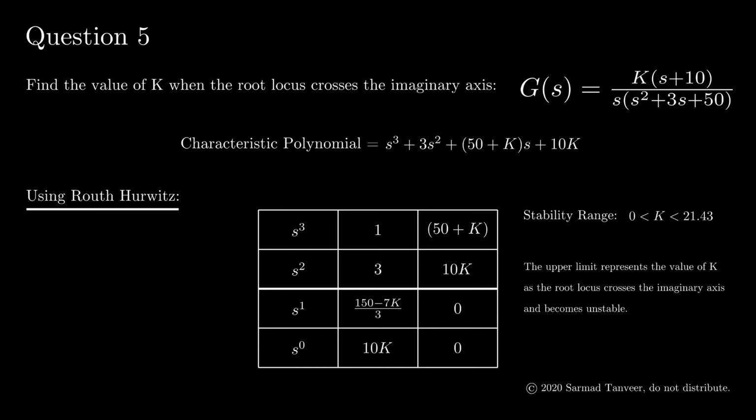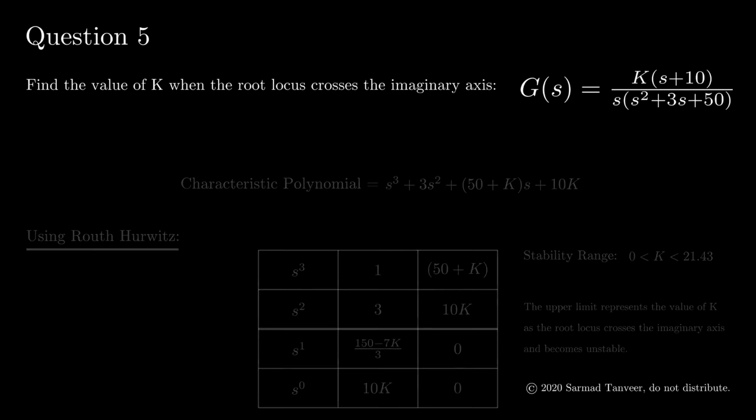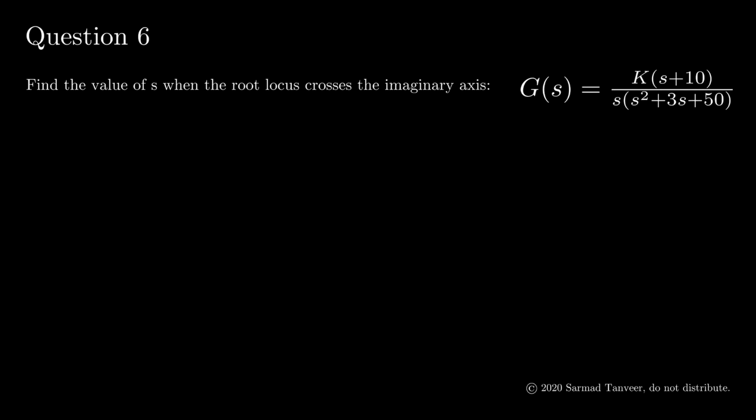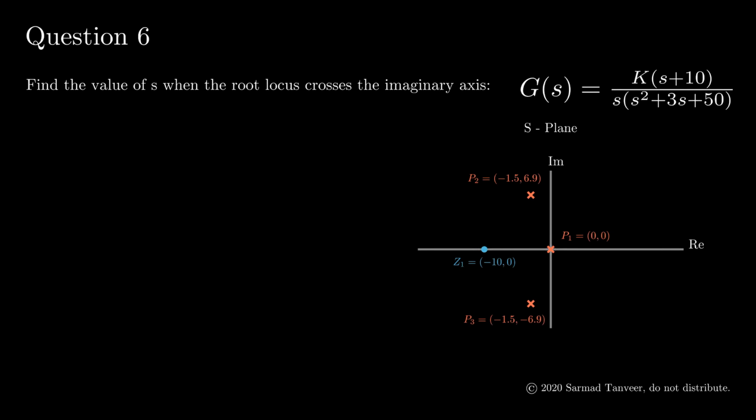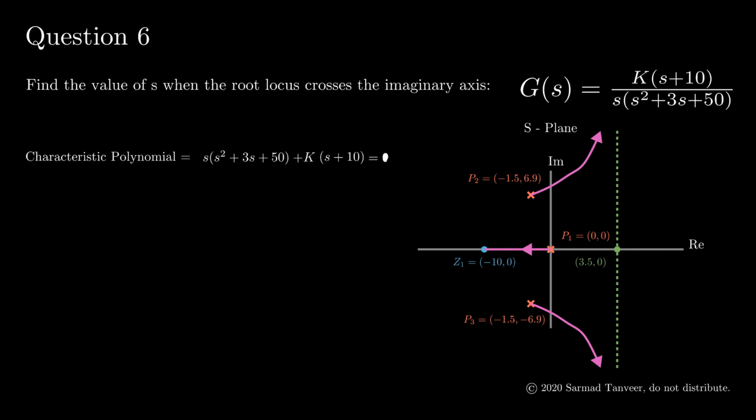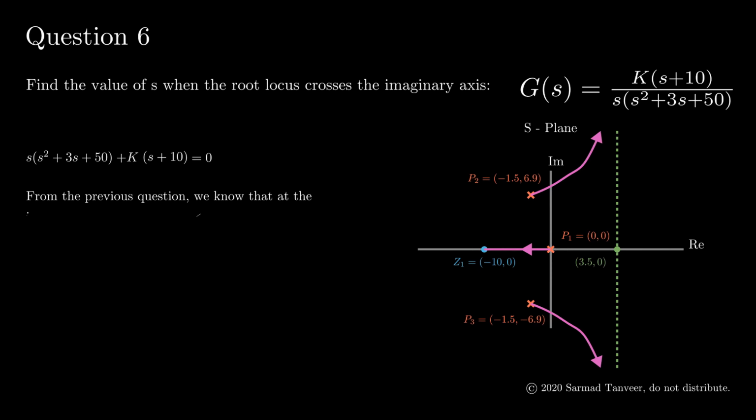Having found this value, we can also ask, what is the value of s when the root locus crosses the imaginary axis? We can see that our root locus departs poles 2 and 3 and crosses the imaginary axis. However, we don't know the value of s at which this occurs. We can find this value by getting our characteristic equation and setting it equal to 0. From the previous question, we know that the value of k at the imaginary axis intersection is 21.43. We can substitute this value in and solve for s. The resulting polynomial simplifies to this expression.